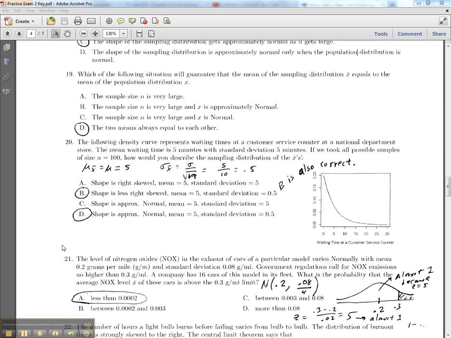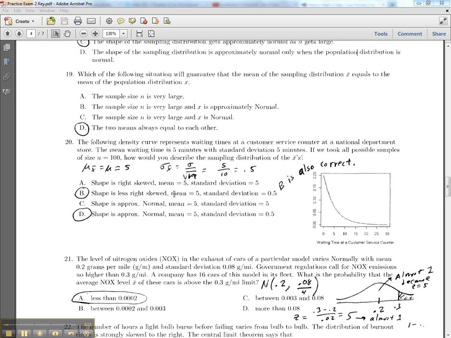Number 20 for practice exam 2: the following density curve represents waiting times at a customer service counter at a national department store. The mean wait time is 5 minutes with standard deviation 5 minutes. If we took all possible samples of size n equals 100, how would you describe the sampling distribution of the x bars? Okay, so we have a distribution here that looks right skewed.